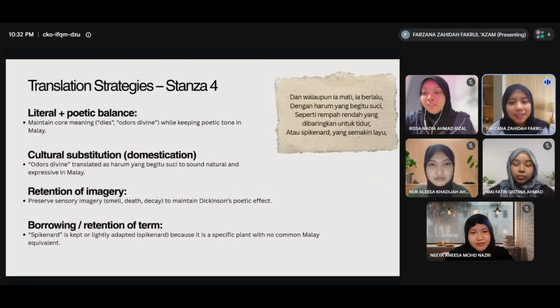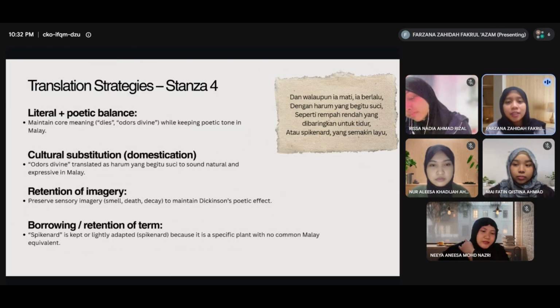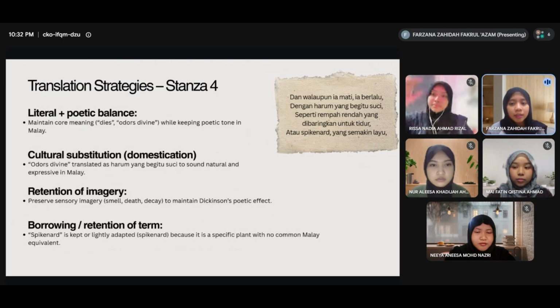So next, in this stanza 4, Dickinson describes what happens to grass after it dies and becomes hay. The grass is taken into sovereign barns, which suggests that barns are imagined like royal or grand places. Even in death, the grass is treated with dignity and respect.